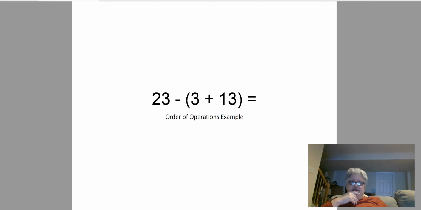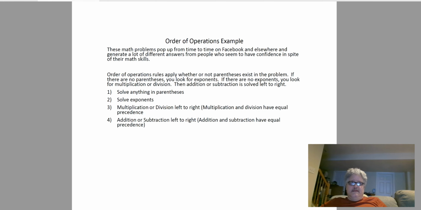All right, I want to do a quick video here, just a simple order of operations mathematics example that I've got here. And it's one that sometimes shows up on the internet. There's quite a few of these that show up on Facebook, and I just wanted to run through this one really quick. We've got here 23 minus, and then in parentheses, 3 plus 13.